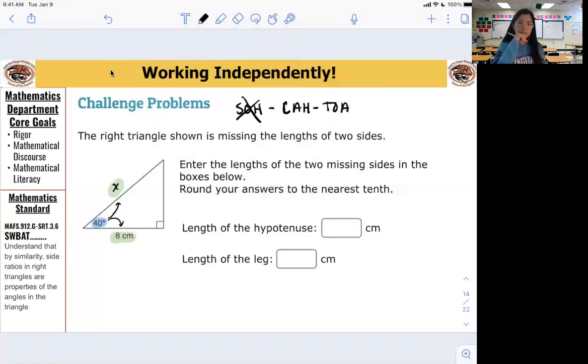I'll let someone else get this. How about Daniel? Daniel, what is the X side called? Is that the opposite side or is that the hypotenuse?